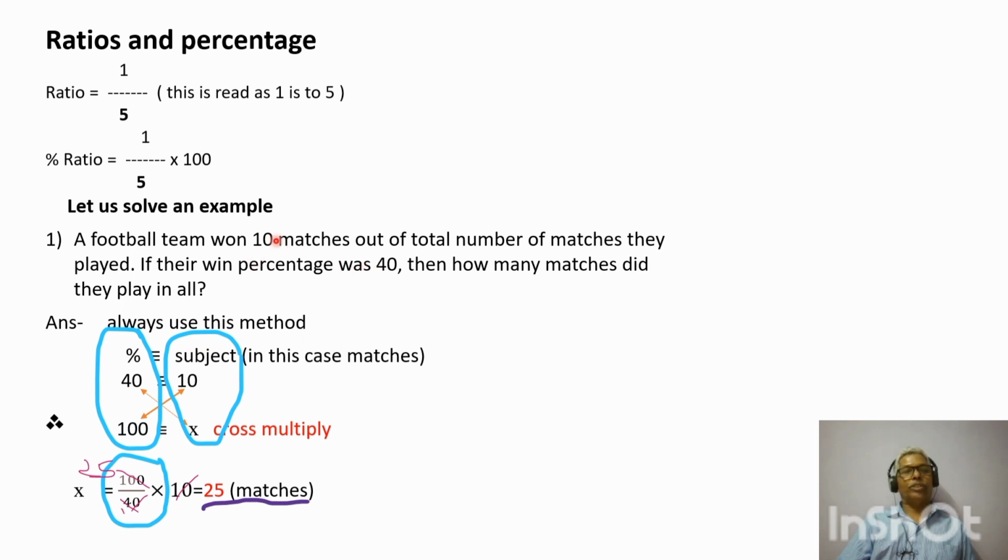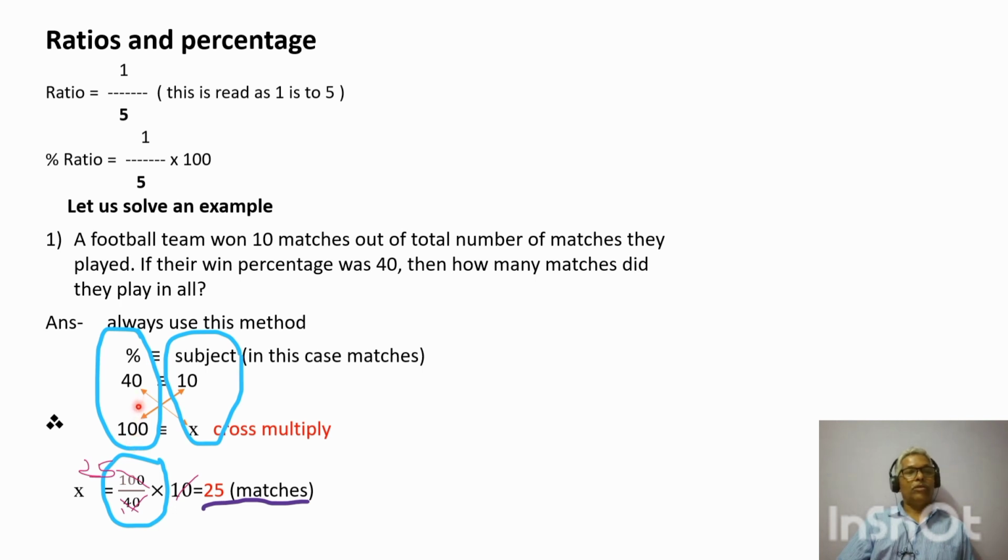They have given this data where percentage is given and matches is given, so write like this: percentage on one side, we may write it on the left hand side or right hand side as per your convenience, but I have written it like this. So percentage is on this side, percentage always on the left hand side, and the subject should come below. In this case it is matches. So 40% they won, so percentage, and how many won? 10. So 40 corresponds to 10. Then how much corresponds to 100?